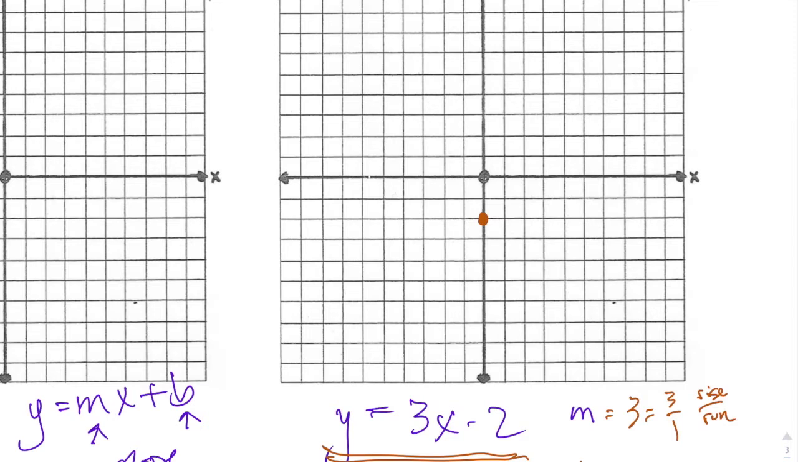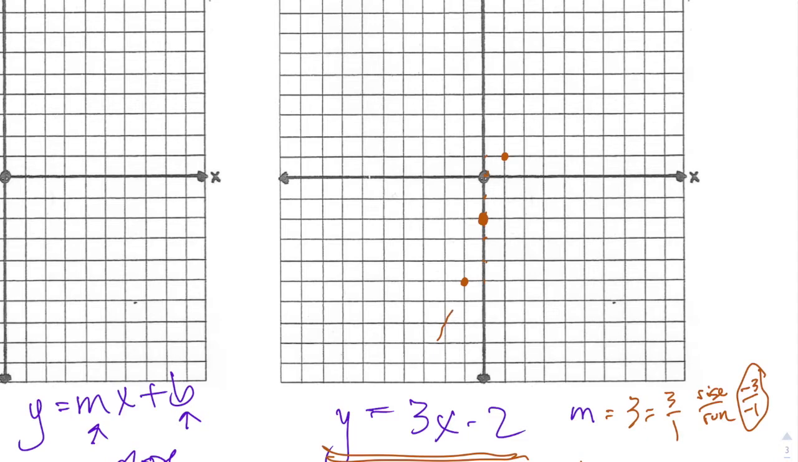If we go positive 3 rise, 1, 2, 3, and a run of 1, that puts us here. Notice you can also do a rise of negative 3 and a run of negative 1. Negative 3 divided by negative 1 is still positive 3. What would that mean? A rise of negative 3 is going down 1, 2, 3. And a run of negative 1 is going to the left 1. So that puts you here.